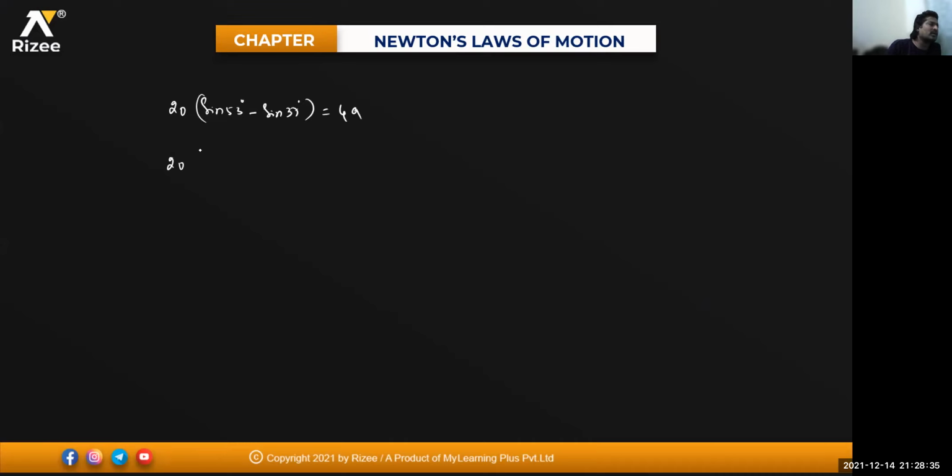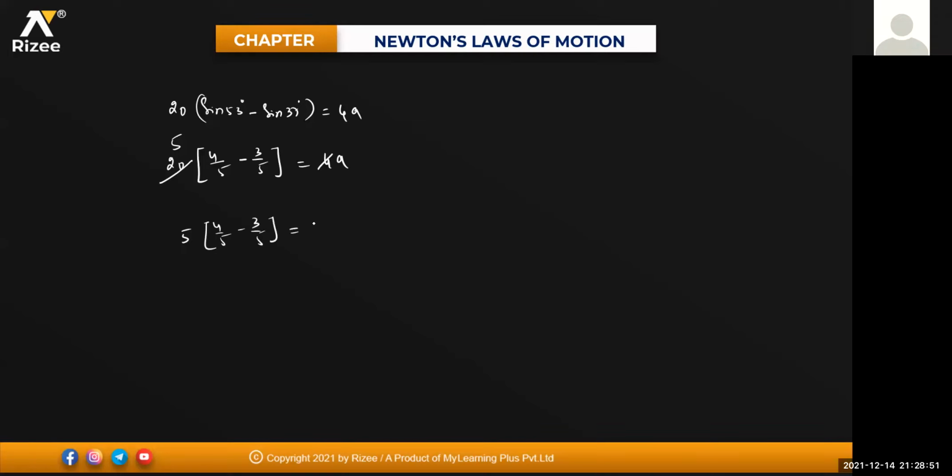So that is 20 into sine 53, how much is it, beta? 4 by 5 minus 3 by 5 equals 4a. 4 ones are 4, 5 fours are 20. So it is 5 into (4 by 5 minus 3 by 5) equals a. How much am I getting this acceleration, beta? 1. Very good. Acceleration is equal to 1 meter per second squared.